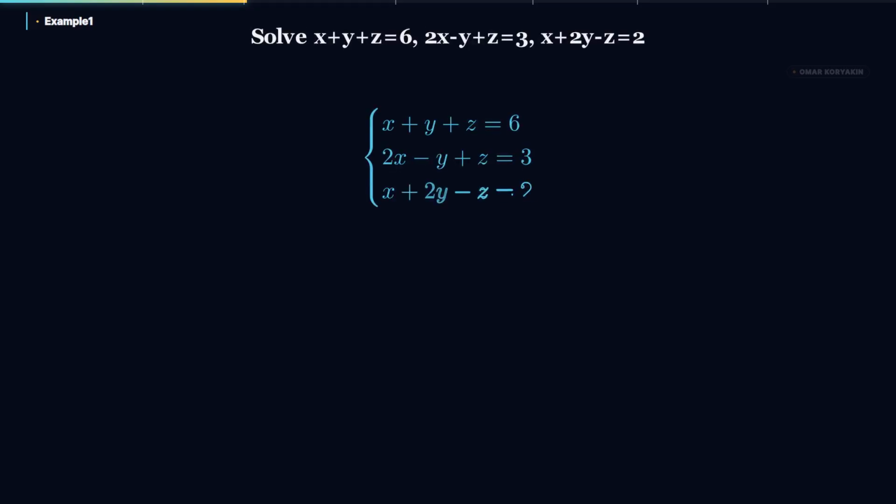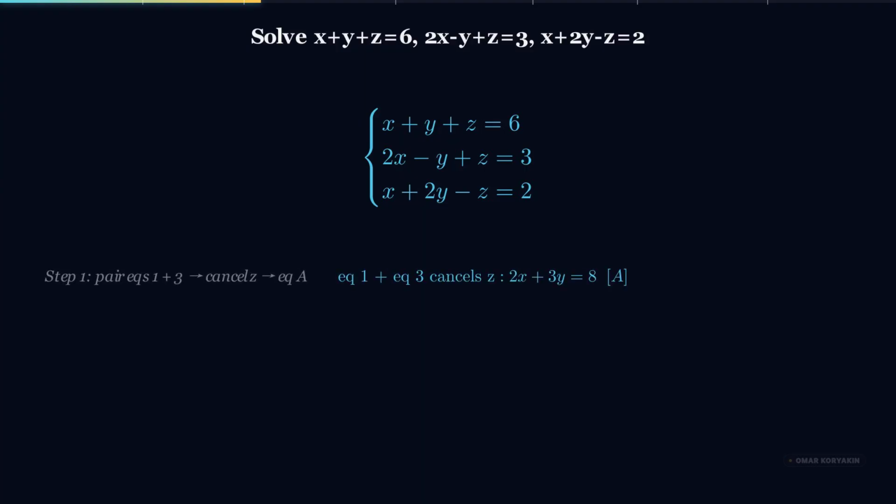Here is the worked example. Solve the three-variable system. Equation 1 is x plus y plus z equals 6. Equation 2 is 2x minus y plus z equals 3. Equation 3 is x plus 2y minus z equals 2. Use the four-step elimination strategy.